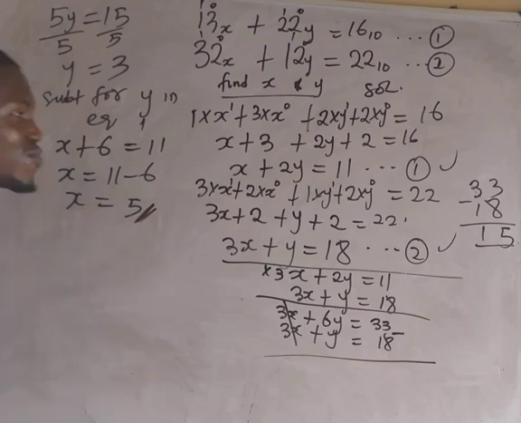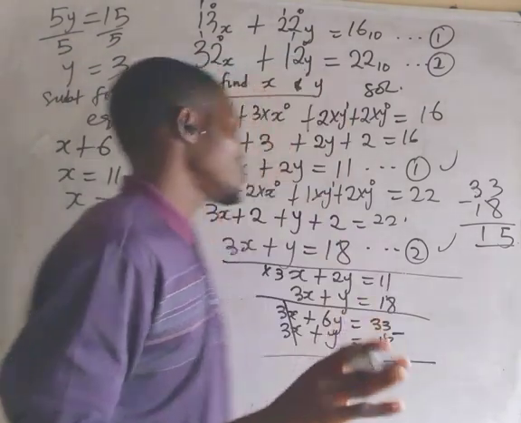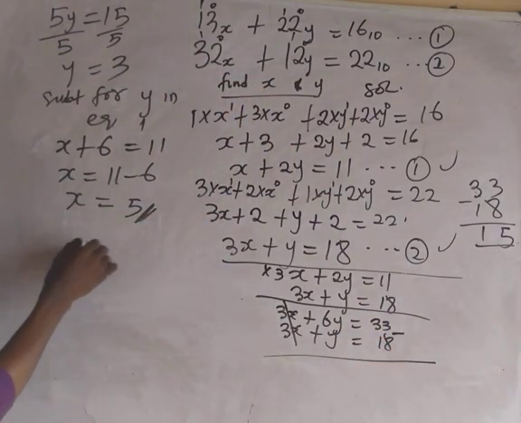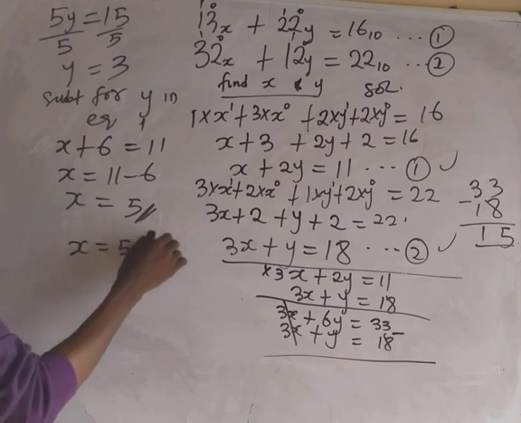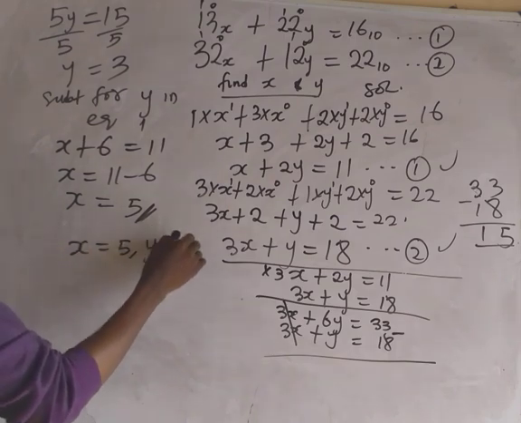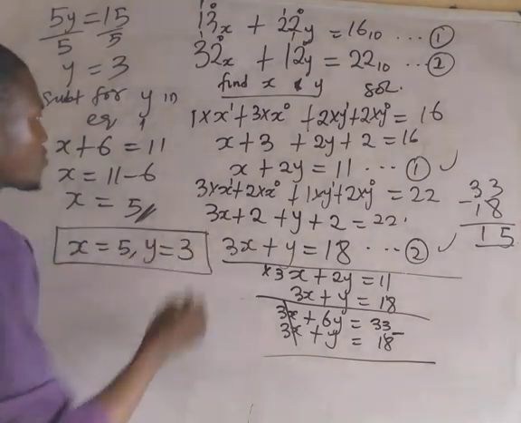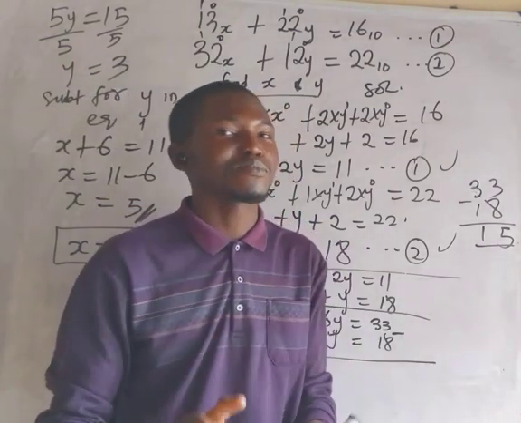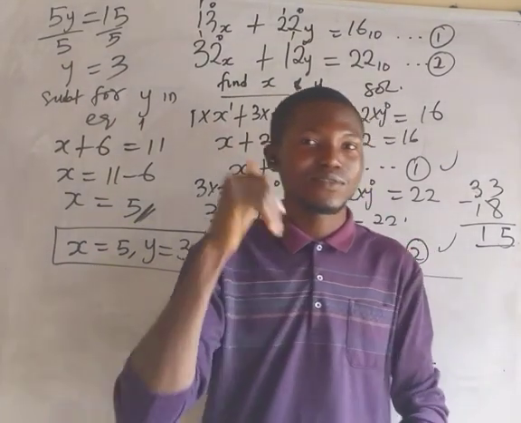So that is the best way you can solve this problem. It means that x is equal to 5 and y is equal to 3. So that's the best way to solve this problem, and I'll see you in the next class.